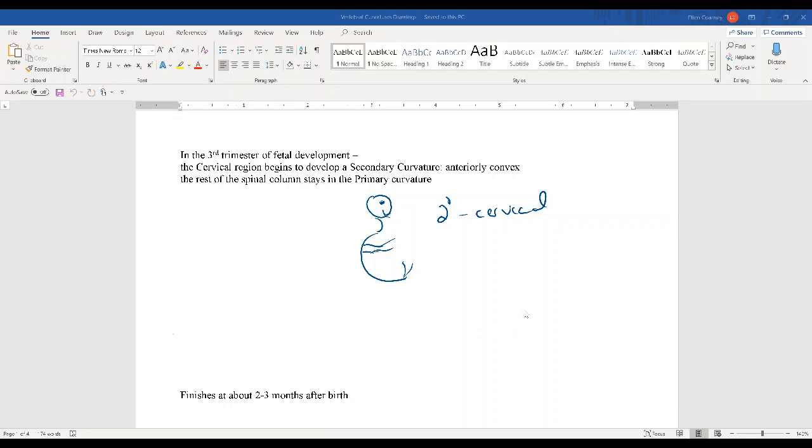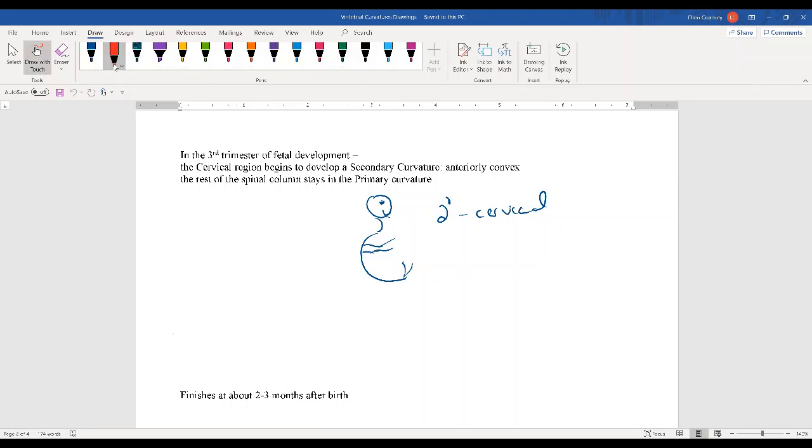Then in the 3rd trimester of development, this is still in utero, the cervical region begins to develop this secondary curvature, which is anteriorly convex. Anteriorly convex means that the cervical spine curves the other direction. And this starts when the baby basically starts pushing their head back. The rest of the spinal column stays in the primary curvature. So only the cervical region is secondary.